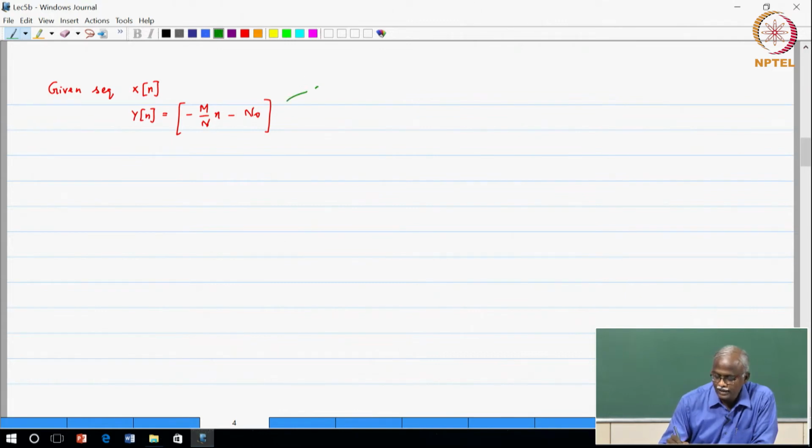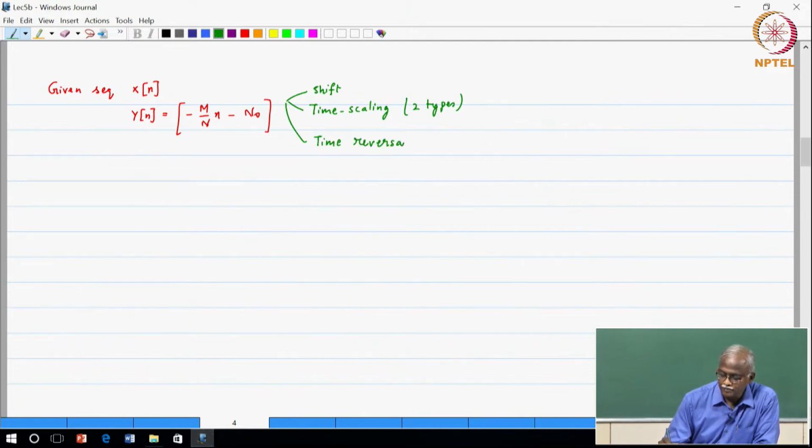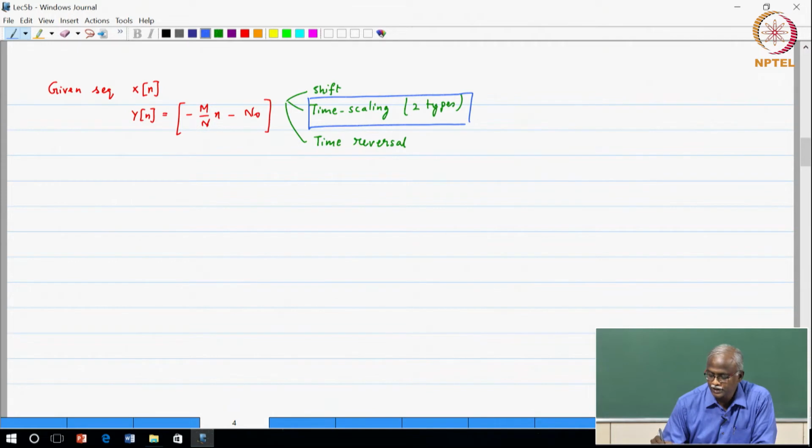Notice that this particular transformation has got a shift, and it has a time scaling, both in terms of compression and expansion. So, there are actually time scalings of 2 types, both types of time scaling are present, and the third one is the time reversal. From the point of view of multi-rate signal processing, this is of a lot of interest to us, but it usually happens in the context of shifting and occasionally time reversal as well. So, this is a form of transformation that we are very much interested in for the study of multi-rate signal processing.